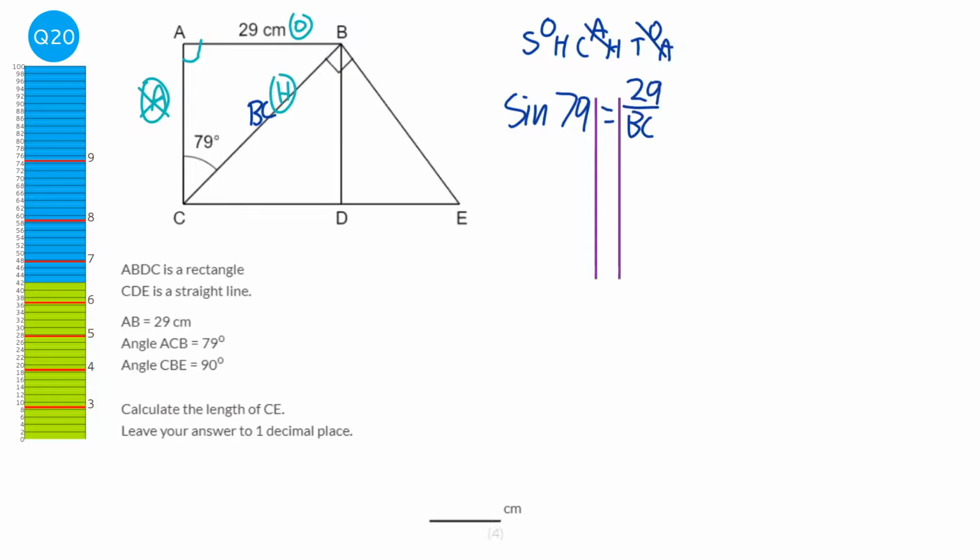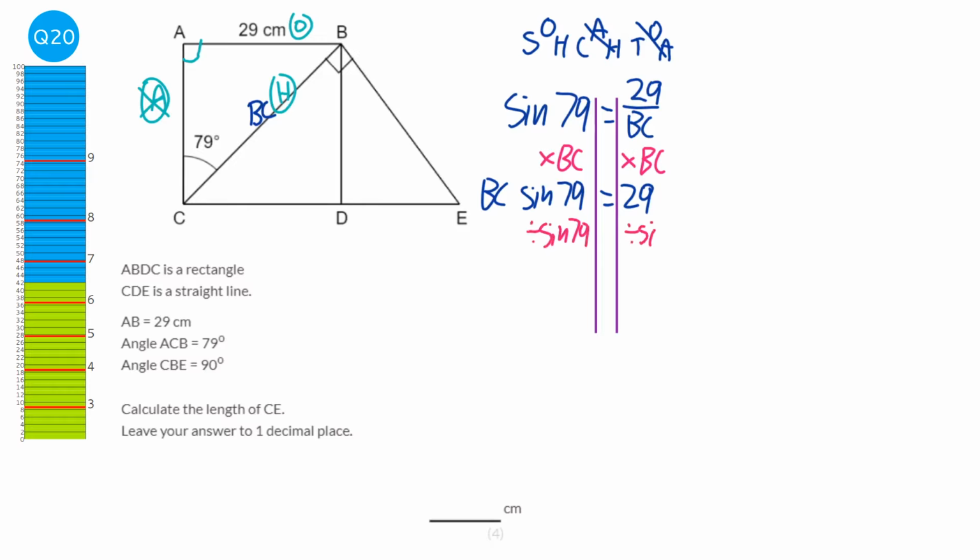So I'm going to put my solving lines in. We need to times both sides by BC first of all. So we end up with BC sine 79 equals 29. And we're just going to divide both sides by sine 79. Just a bit of rearranging. So BC will be 29 over sine 79. And when you do that on the calculator, you get 29.542, blah, blah, blah.